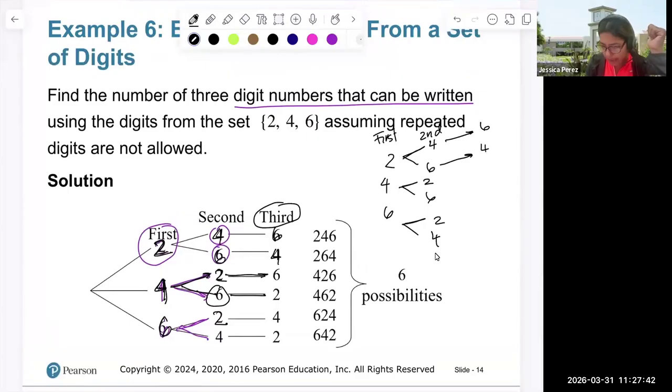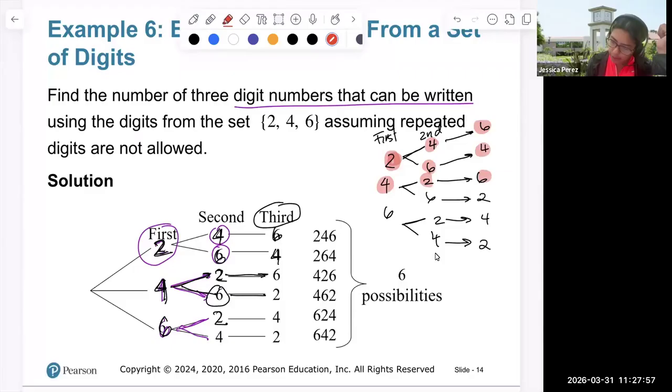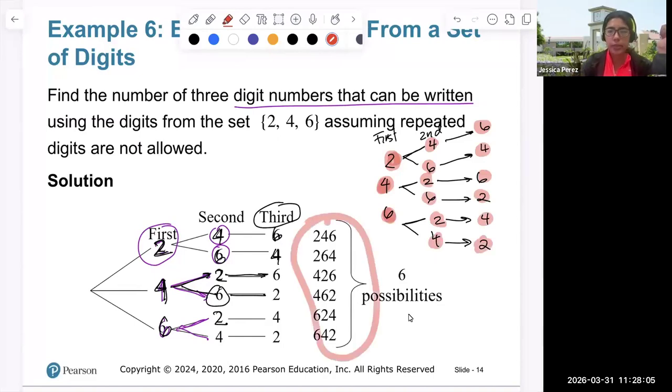The only one that's missing is the 4. The only one that's missing is the 6. The only one that's missing is a 2. The one that's missing is a 4. The one that's missing is a 2. So then you make the 2, 4, 6, the 2, 6, 4, the 4, 2, 6, the 4, 6, 2, the 6, 2, 4, the 6, 4, 2. That tells you you have 6 possibilities to choose your digits.